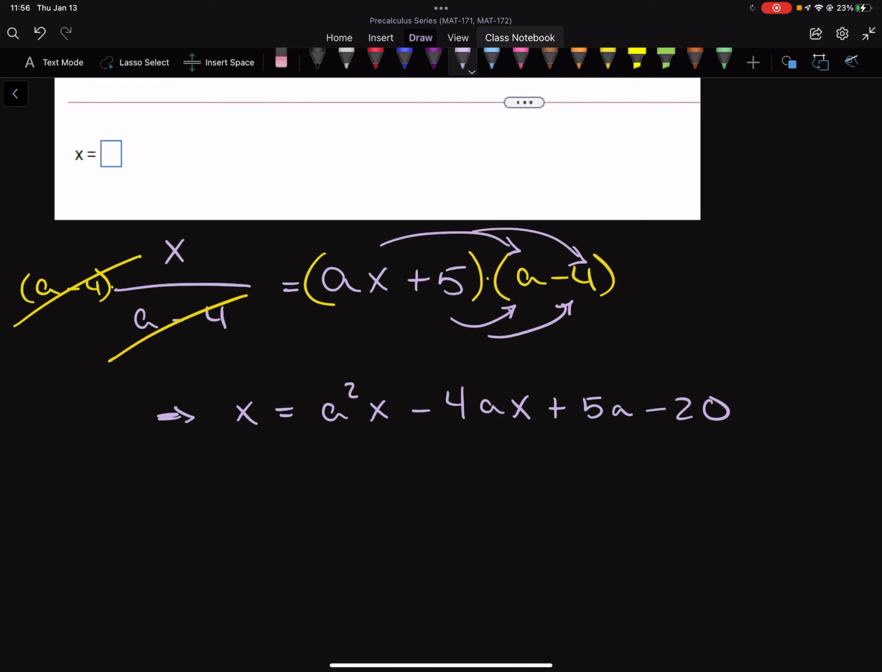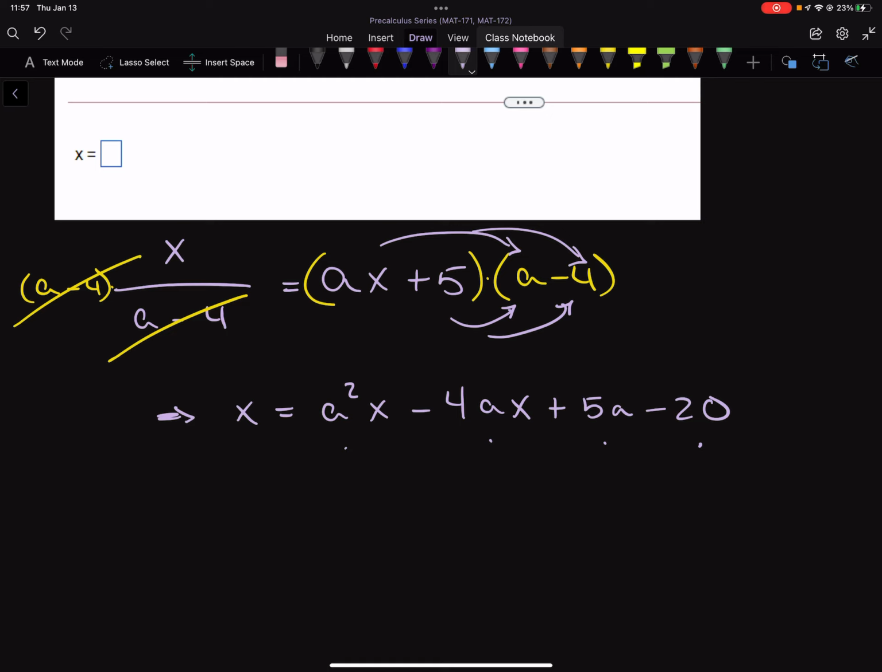All right, so just double checking my work. I multiply both sides by a minus 4. It canceled out the denominator on the left-hand side. We found ourselves in a distributive property scenario. So multiplying ax times a gives me a squared x. All right, multiplying ax times negative 4, I get negative 4ax. And then taking the 5 and multiplying it by a and negative 4, I get positive 5a. And then finally negative 20.